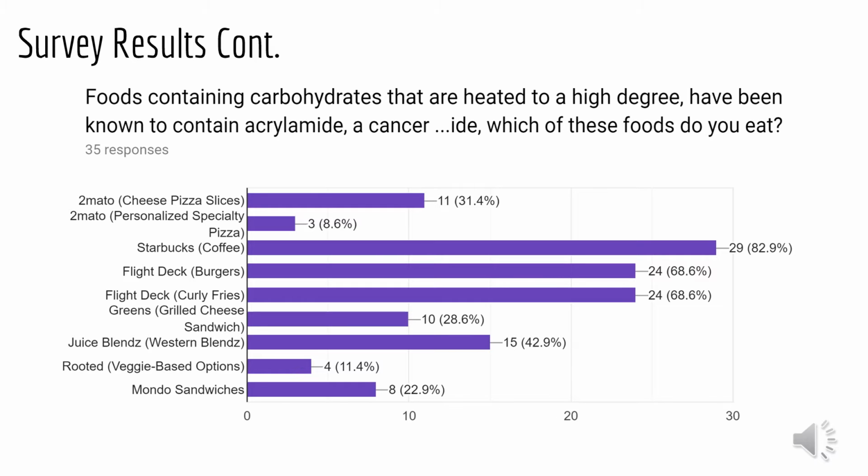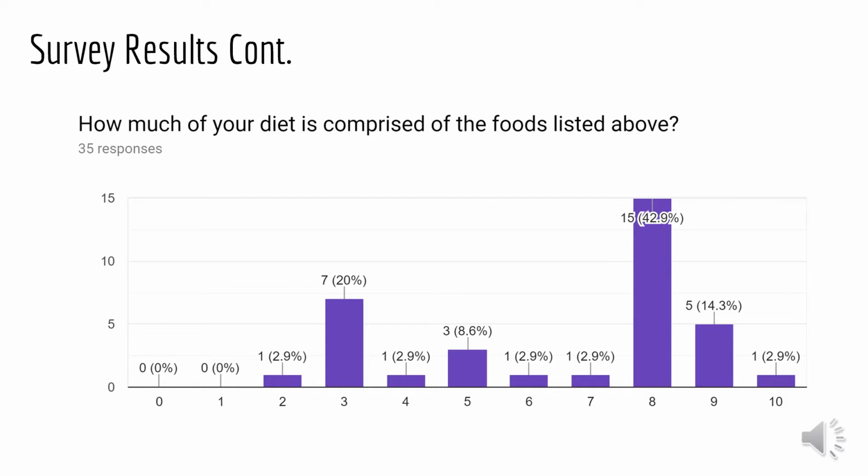acrylamide exposure. The next question was, how much of your diet is comprised of the foods listed above? So we wanted to see if students are eating on campus and what percent that looks like. Most people said 8, and the second highest was 3.